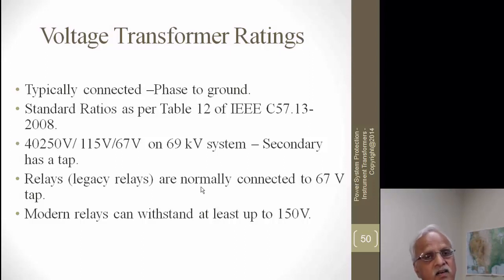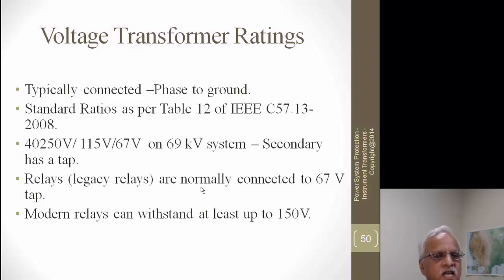Voltage transformers are normally connected phase to ground at higher voltages. You can have them connected phase to phase at 13.8, but at very high voltages they are typically connected phase to ground. The standard ratios are given in table 12. Most of the relays use 67 volts, which was a tapped winding on the secondary. The full tap normally gave about 110 to 115 volts, which was used for metering, and the relays used the tap voltage, which was 67 volts.